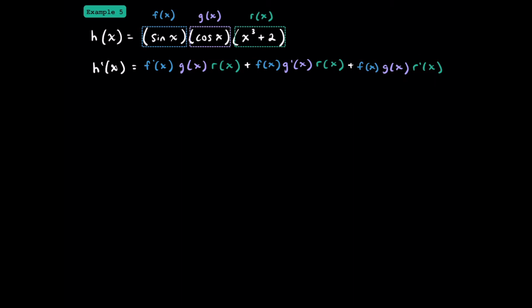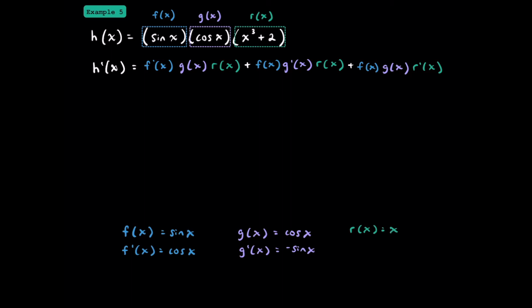Let's write down some information that we need to know. We know f of x is equal to sine of x. And the derivative, or f prime of x, is equal to cosine of x. G of x we know is equal to cosine of x. And g prime of x is equal to negative sine of x. R of x is equal to x cubed plus 2. And r prime of x is equal to 3x squared.